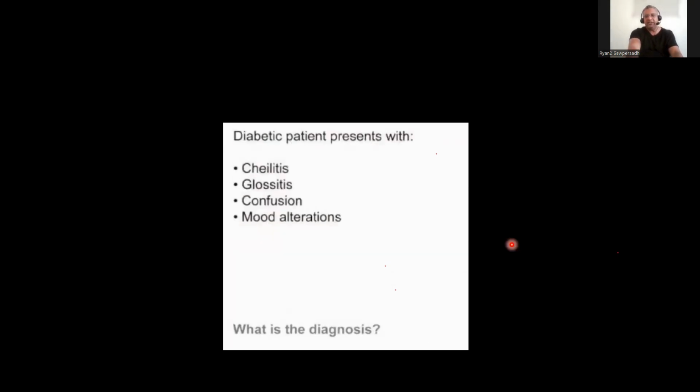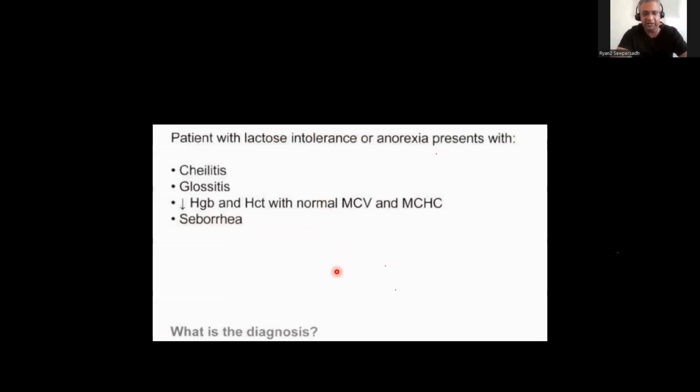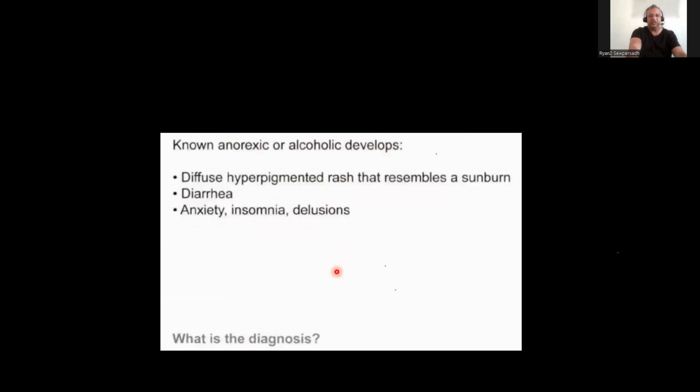So Wilson's hepatolenticular degeneration. Diabetic patient with cheilitis, glossitis, confusion, mood alterations. Most likely this is pyridoxine deficiency. Watch out for our TB drugs as well. So isoniazid causes the same situation. Patient with lactose intolerance or anorexia comes in with cheilitis, glossitis, anemia, seborrhea. Okay, so this is most likely a riboflavin deficiency.